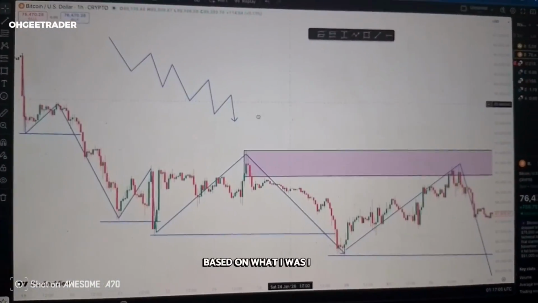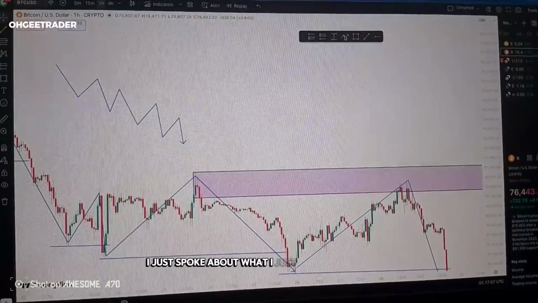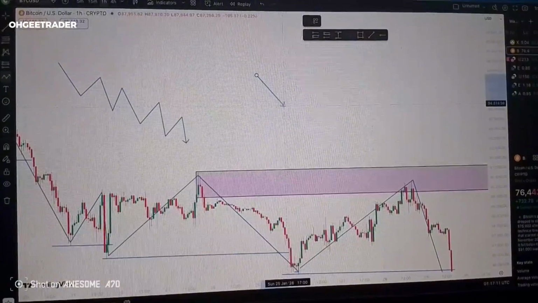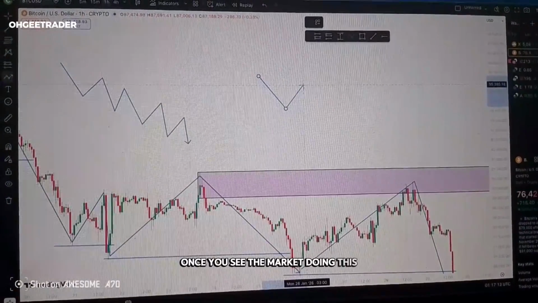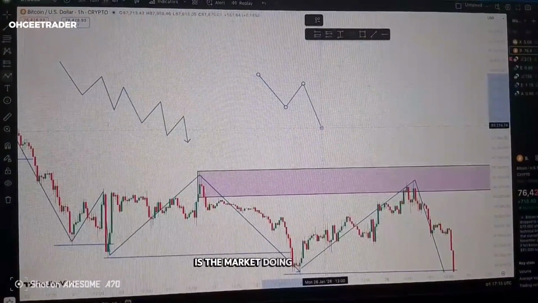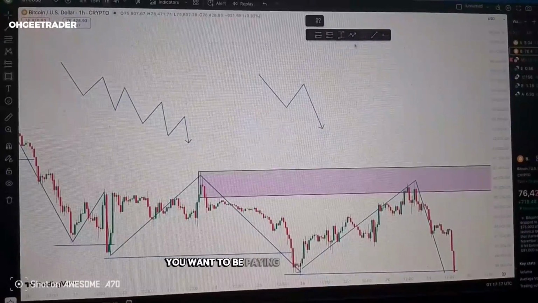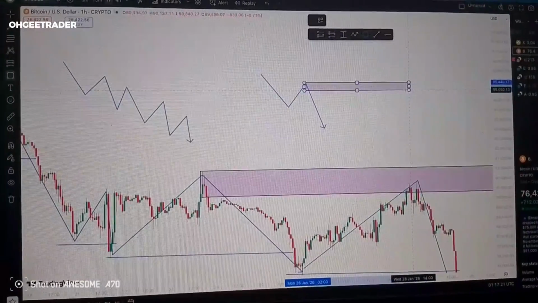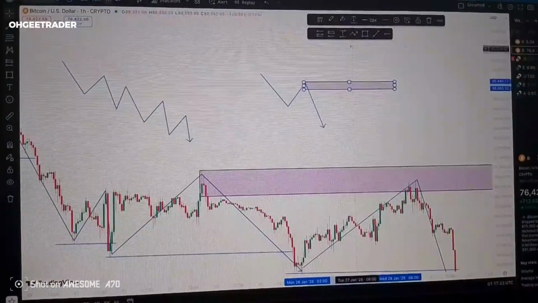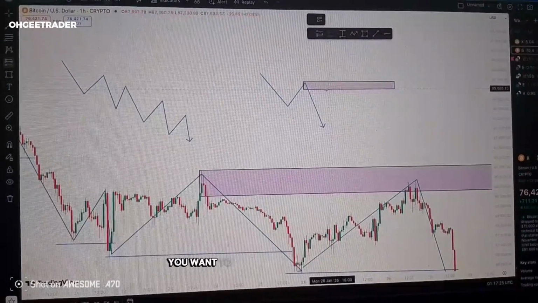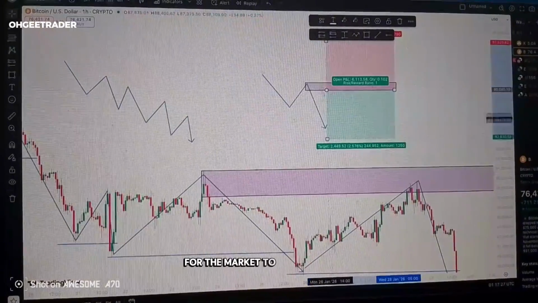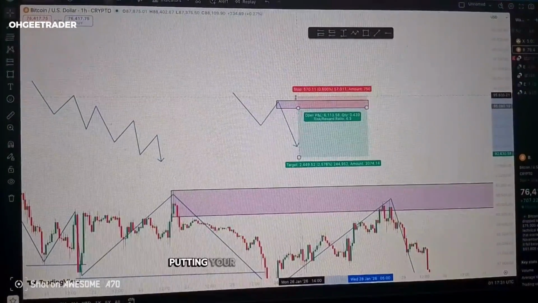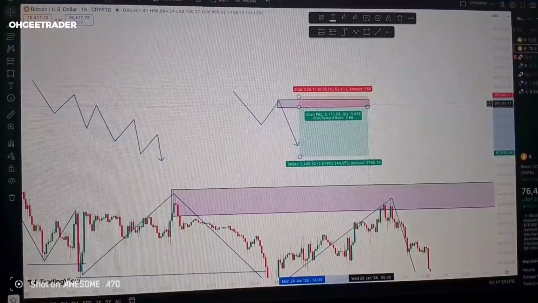Based on what I just spoke about, once you see the market in the case of a downtrend doing this, what do you want to do? You want to be paying attention to here. This way you want to be taking your trades. In the case of a downtrend, you want to be taking your trades here for the market to continue selling down, to continue moving down, putting your stop loss somewhere here.